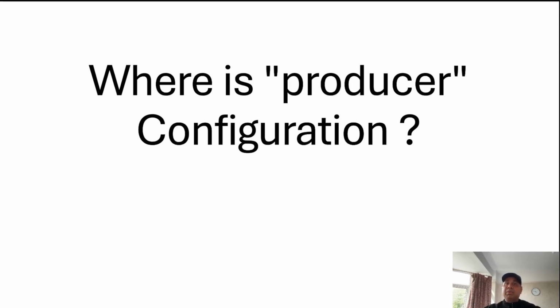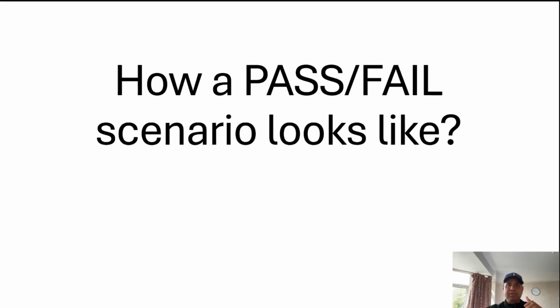Where is the producer configuration? If you want to produce a message to Kafka, you have to do certain configurations like serialization format, how often you want to produce, and the partition of the topic where you are producing. All those configurations have to go somewhere in a definitive place for Kafka. How does a pass-fail scenario look like? What happens when you successfully produce a message, or what happens when the message does not get produced successfully?